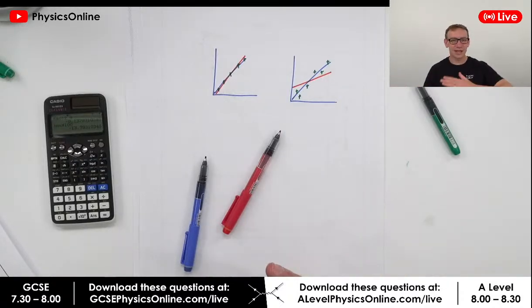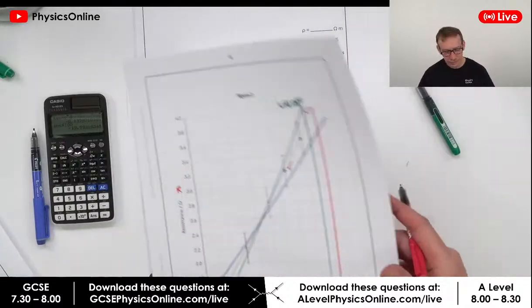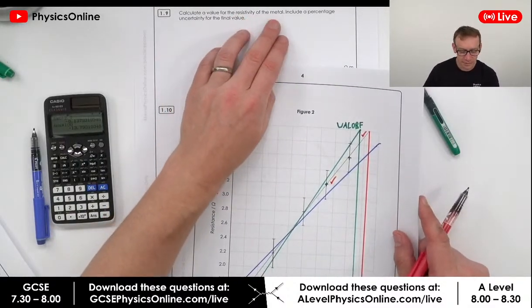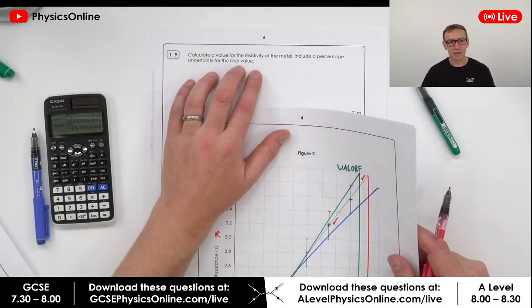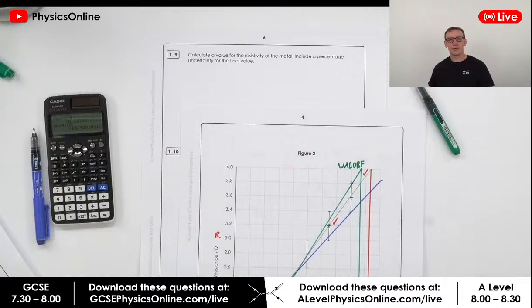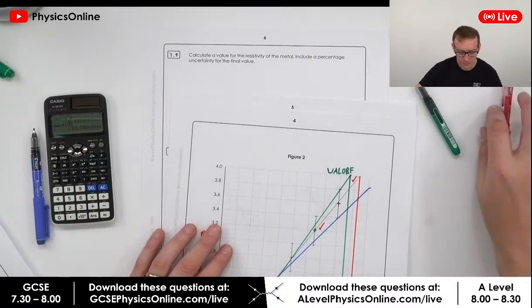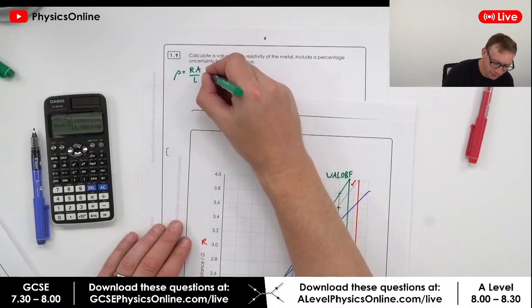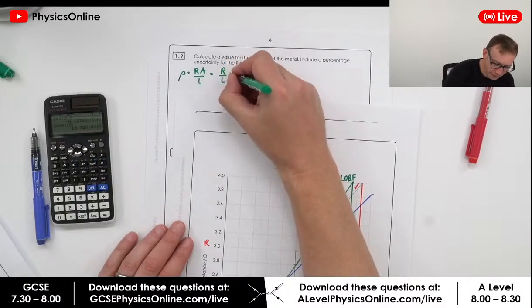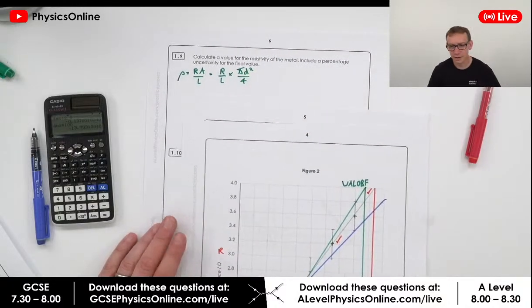Okay, but it doesn't matter if it's negative or positive. It's only the positive value of percentage difference that we're after. Okay, so the next question says, calculate a value for the resistivity of the metal, include a percentage uncertainty for the final value. Hopefully you can see that, yeah. We want to calculate a value for the resistivity. Now, the resistivity is just a material property. And the resistivity, rho, is equal to RA over L, which equals R over L times pi d squared over 4.